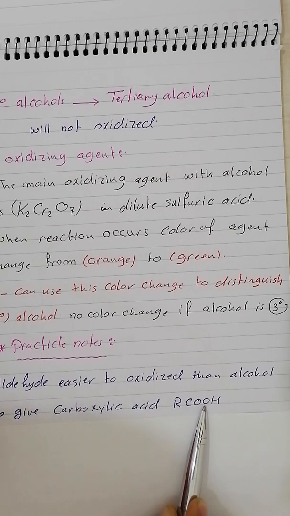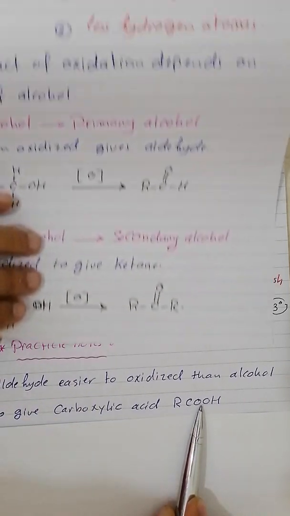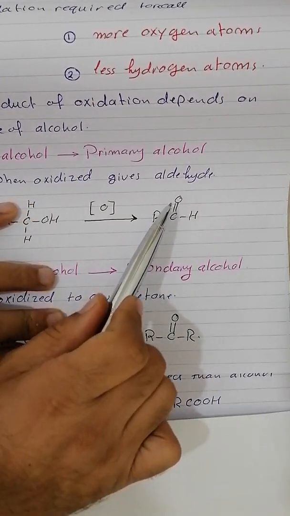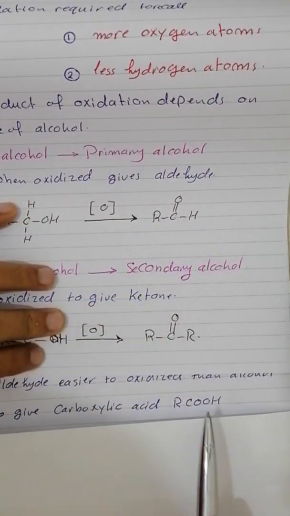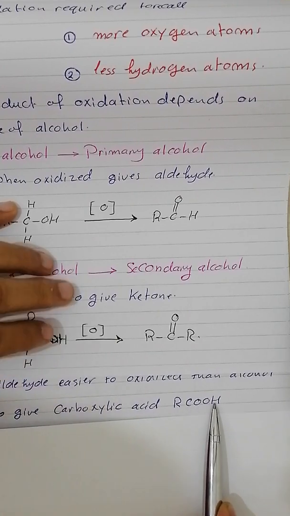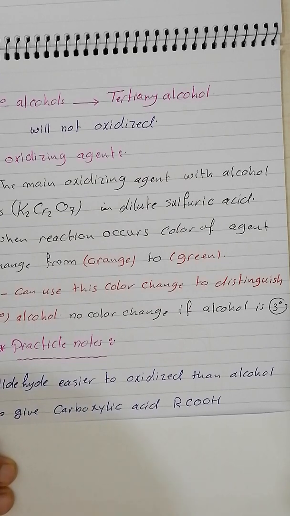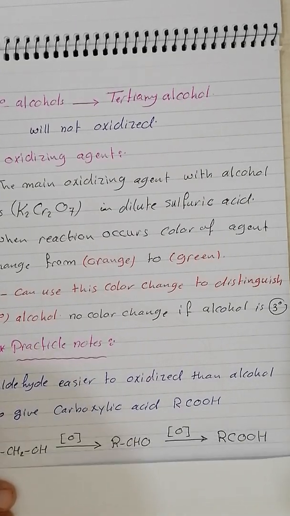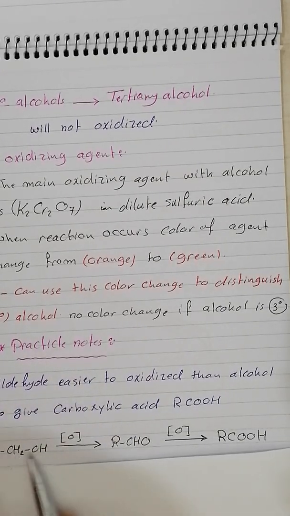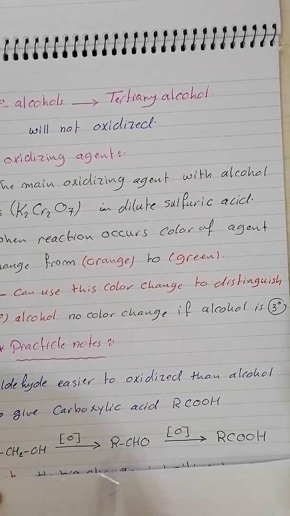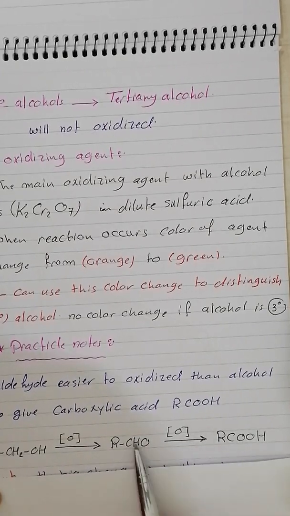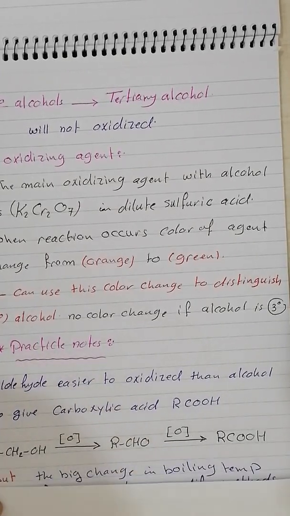Look here what happened. The number of oxygen atoms increases. If we compare between aldehyde, here we have one oxygen and one hydrogen, while here we have two oxygens and one hydrogen. So it's oxidation, there is more oxygen. The aldehyde is easier to oxidize than alcohol, and it's oxidized to give carboxylic acid. Primary alcohol, number of hydrogen atoms decreases, so it's oxidation to give aldehyde. Aldehyde oxidized, number of oxygen increases to give carboxylic acid.